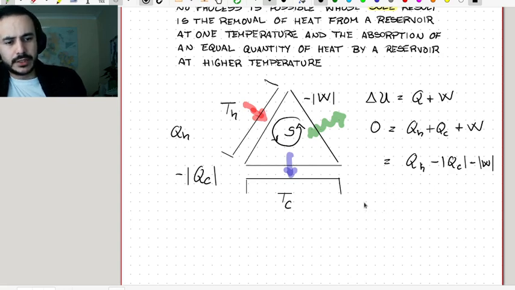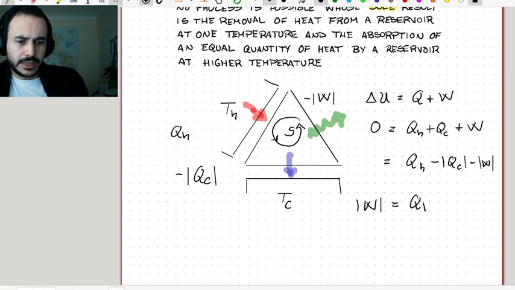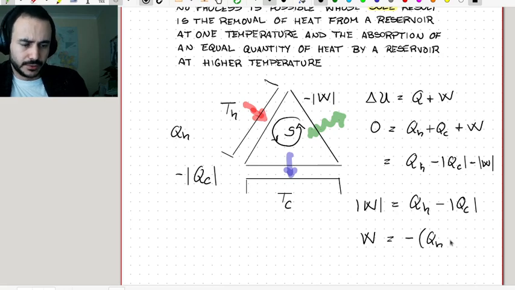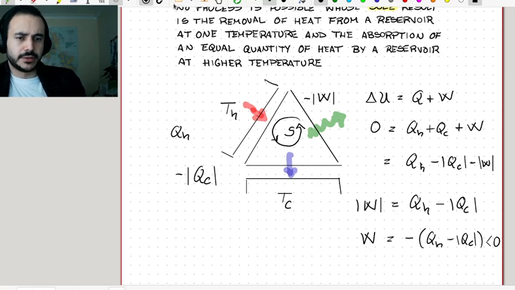So in the end, we can write that the absolute value of the work, which is the work made on the environment, is equal to the imbalance between the heat which has been consumed from the hot source and the heat that has been dumped into the sink, into the low temperature bath. If I want to write it properly with the sign, this is minus the imbalance between QH and QC, which is negative in an engine. So if it is negative, we are talking about an engine.